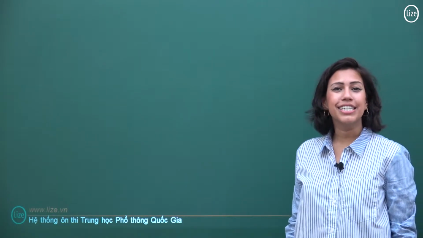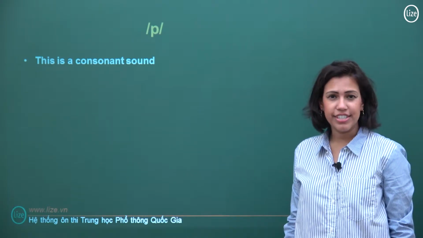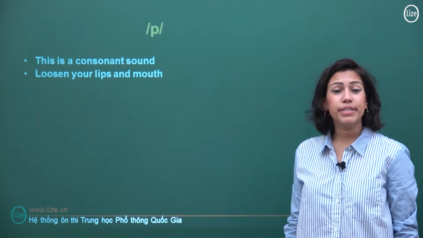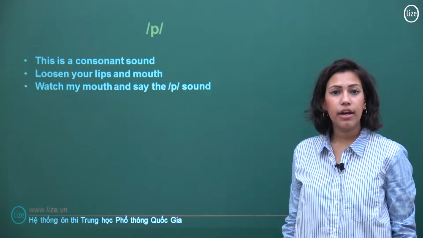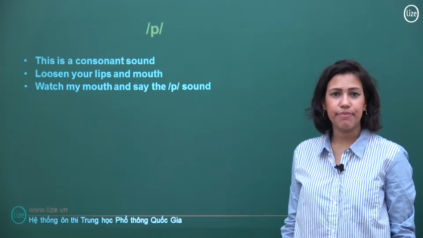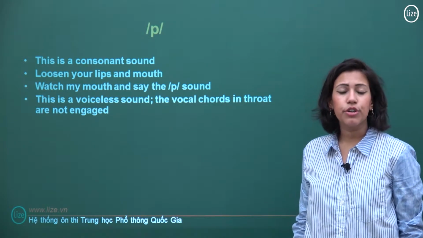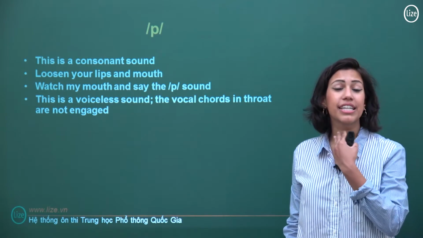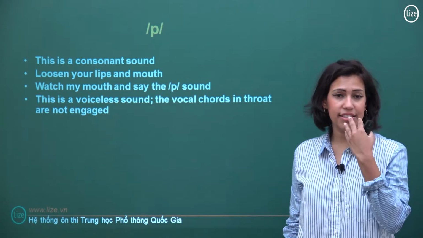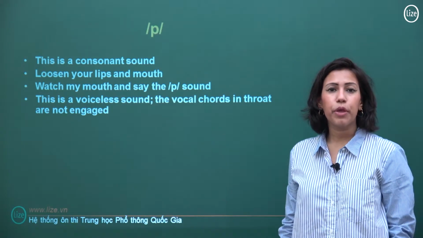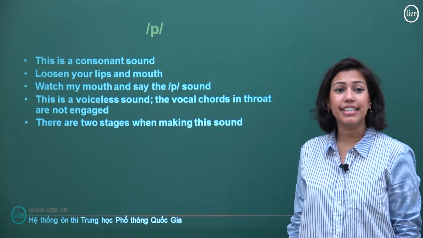Let's look now in more detail at our P sound. This is a consonant sound. Loosen your lips and your mouth and make the P sound. P, P, P, like this. This is a voiceless sound, which means the vocal cords are not engaged when making this sound. The vocal cords in your throat are not used. The sound comes from your mouth. P, like this. P.